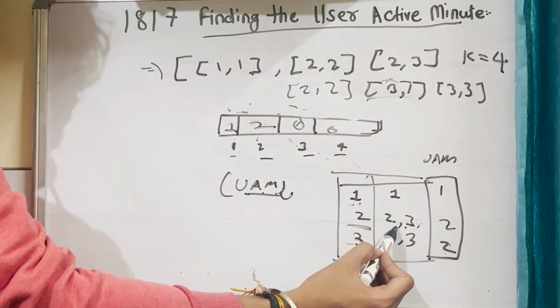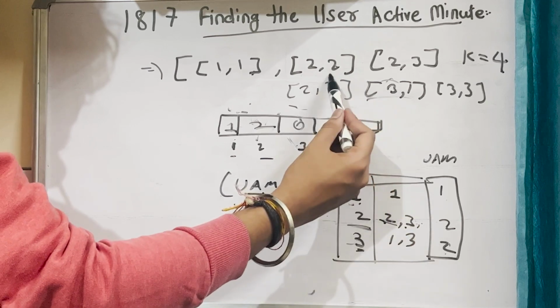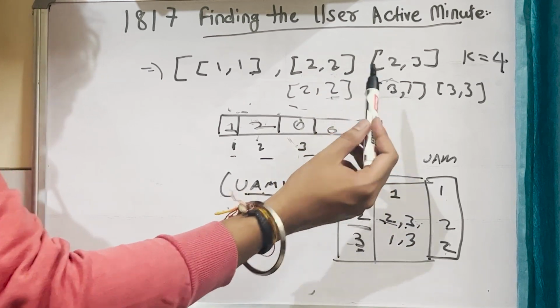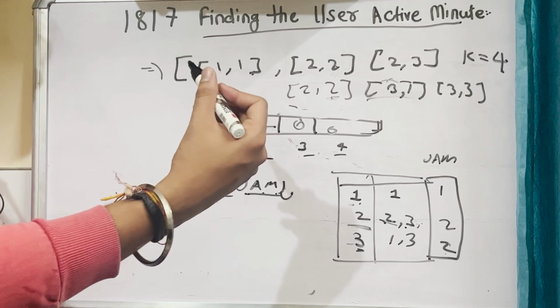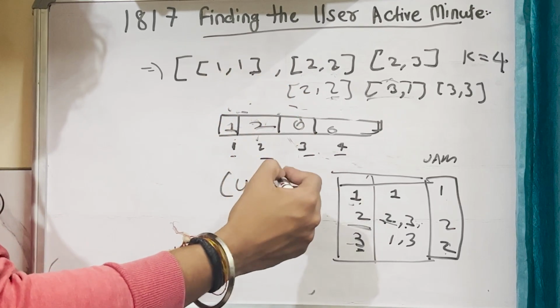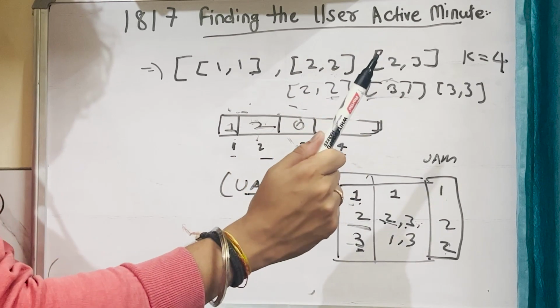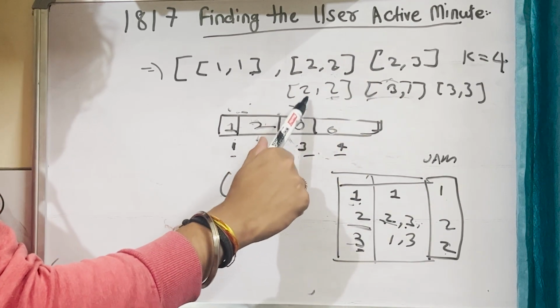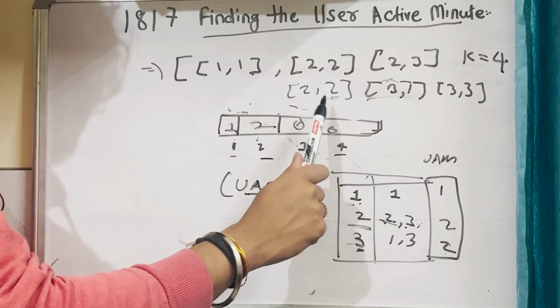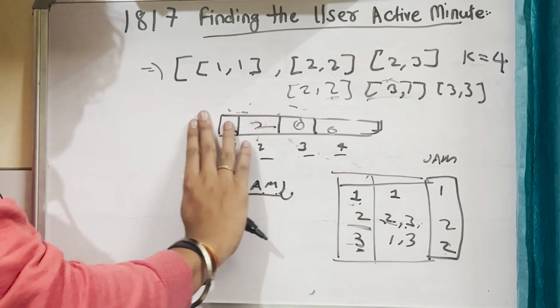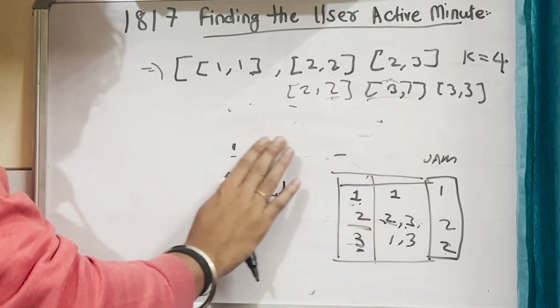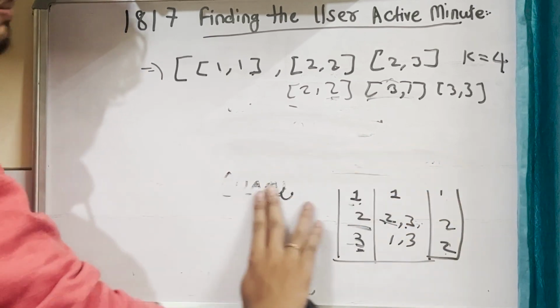You already took this 2, or you can say this 2, so you won't consider this 2. So what does it mean? It simply means you have to keep track of minutes for each user. So to keep track of unique minutes for each user, how can you do it? Simply you can use a vector set, or you can use a hash map.